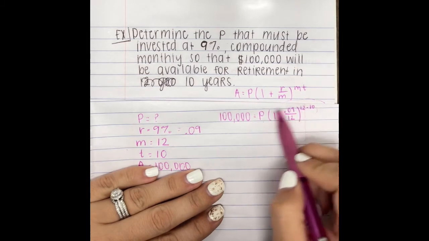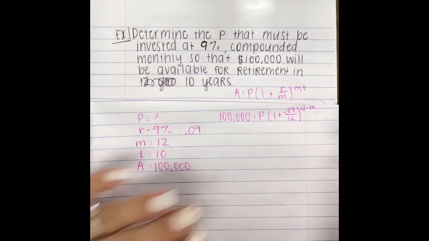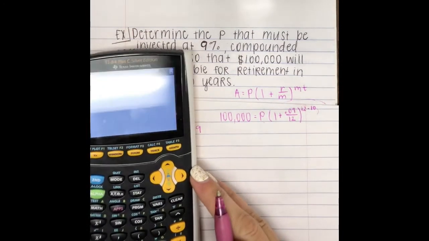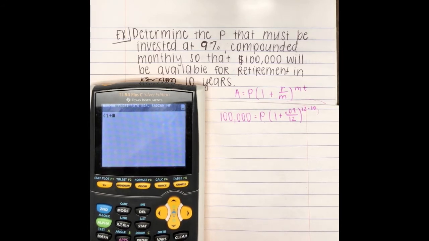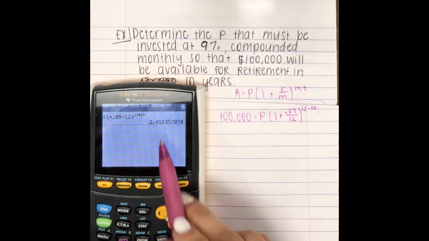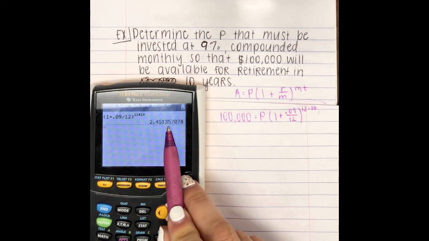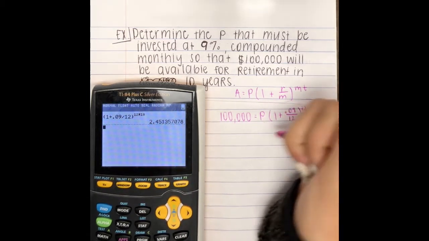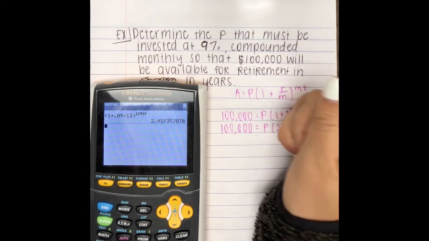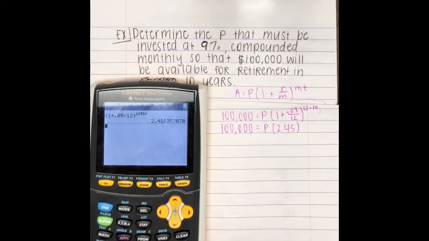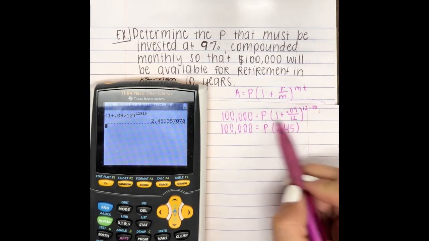It's being multiplied by all of this, so I'm gonna simplify all of this in my calculator. Okay, so we're gonna type in parentheses 1 plus 0.09 divided by 12, and then we're gonna raise it to 12 times 10, okay? And it gives me about 2.45. So we're gonna have 100,000 equals P times 2.45, because that's what all of this equaled.